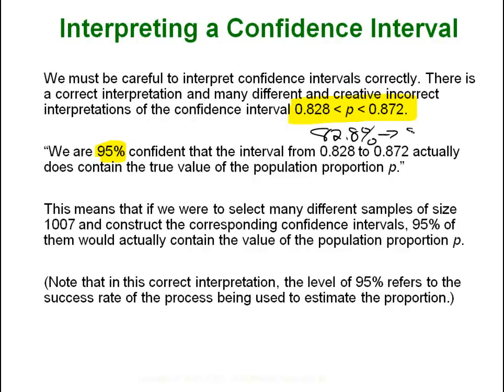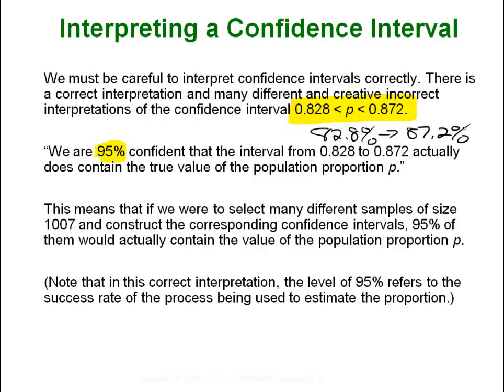or roughly 82.8% to 87.2%, does contain the true value of the population proportion. So we're 95% confident that the true population proportion is in between those two numbers. This doesn't mean that 95% of the time the population proportion is in between those two numbers, because the population proportion doesn't change. So it can't be somewhere 95% of the time and then not be somewhere 5% of the time.